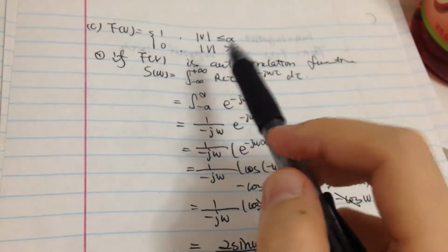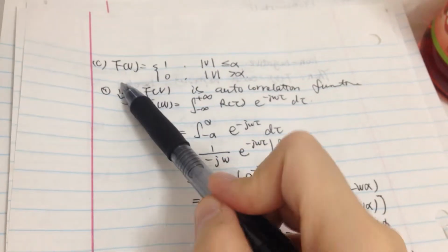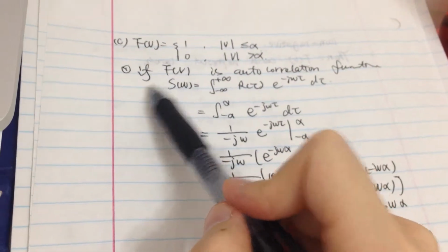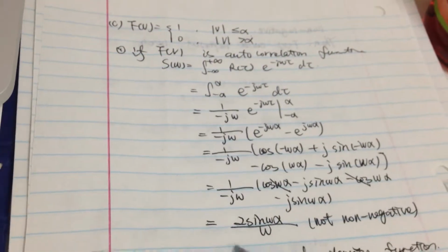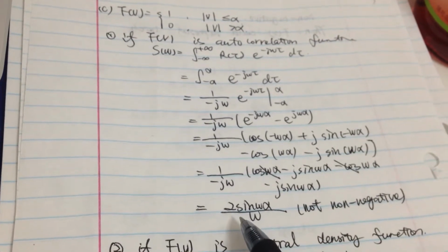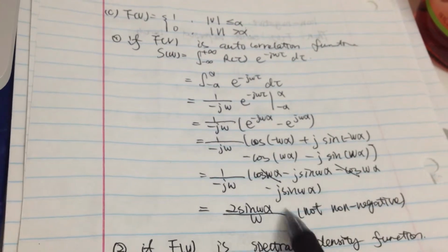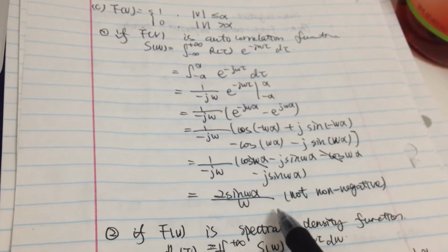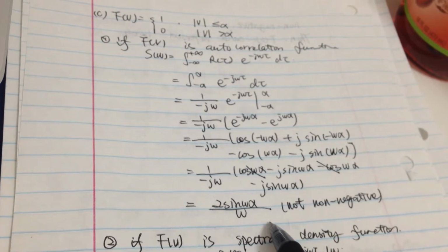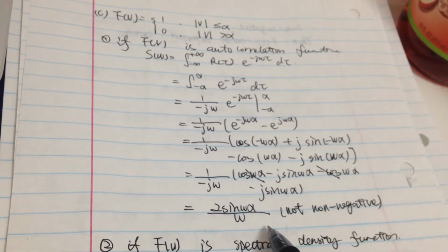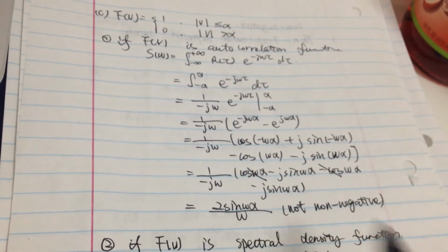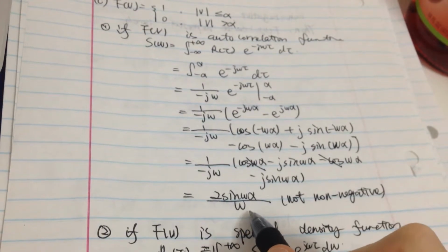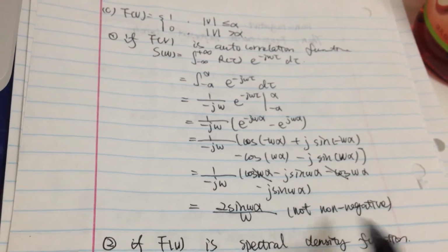Well, here I move to C. If f is this one, if f is an autocorrelation function, we could get the spectral density function. But actually, for the spectral density function here, we could not make sure that it is always non-negative. Actually, at some points for omega, it's negative. So here, it is not a non-negative function.